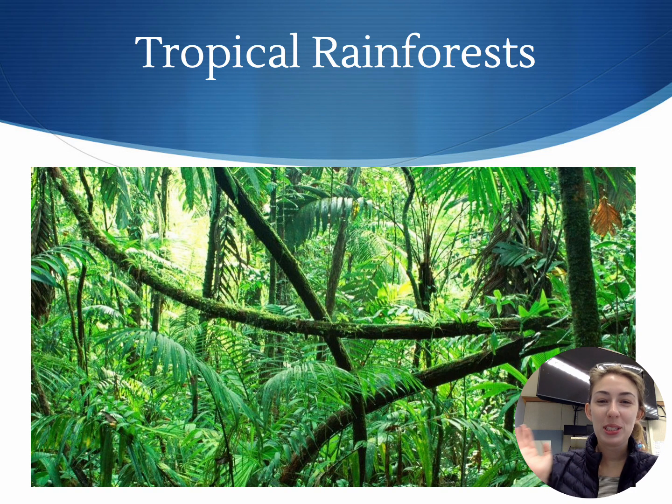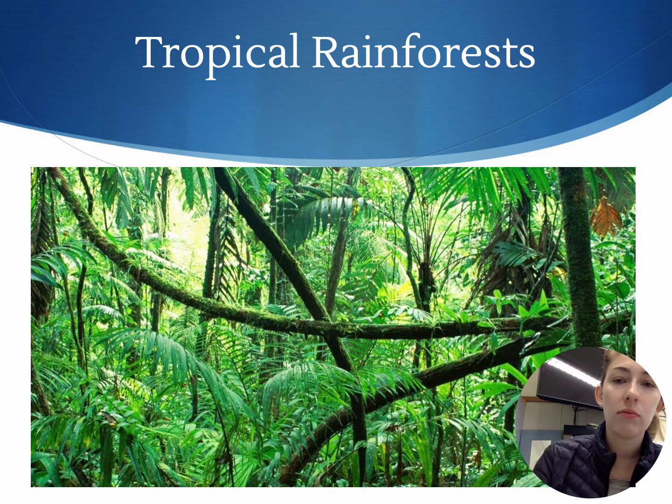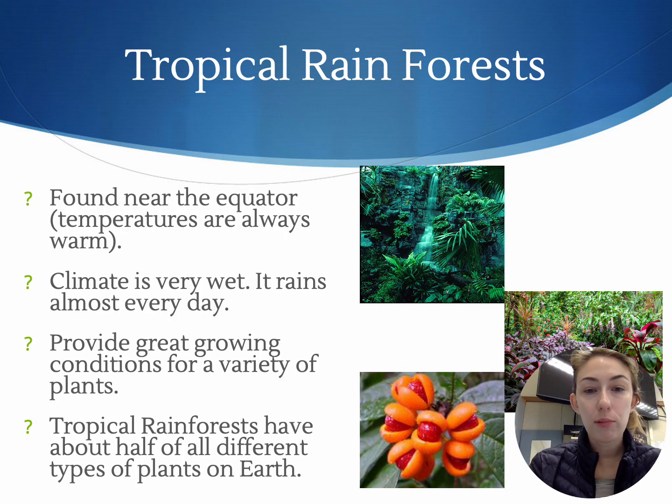All right, now we're going to start going over some of these individual biomes. So first we have our tropical rainforests. These tropical rainforests are going to be found near the equator. Their temperatures are always going to be warm. The climate's very wet, and it usually rains almost every day, so it's creating a very moist and humid environment.